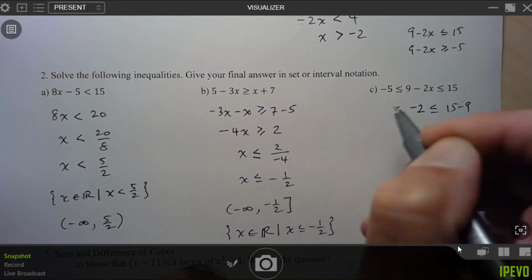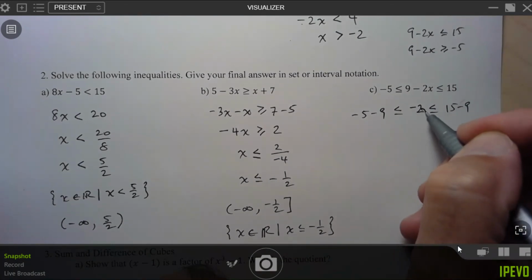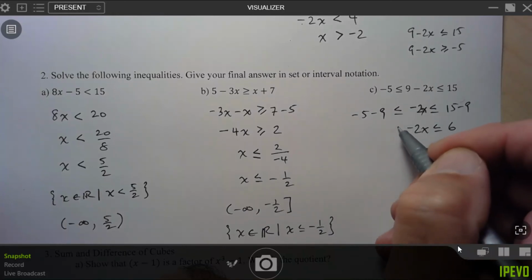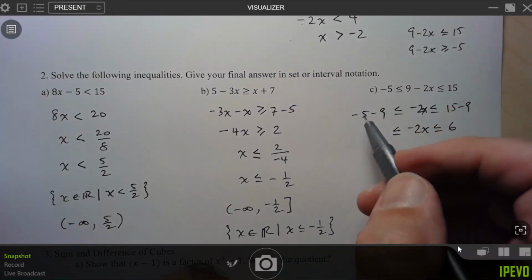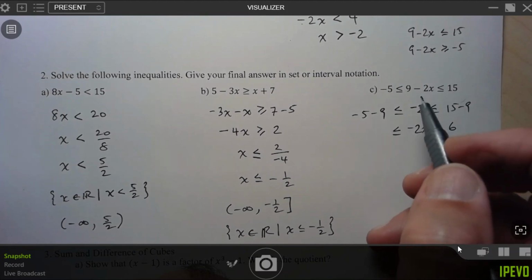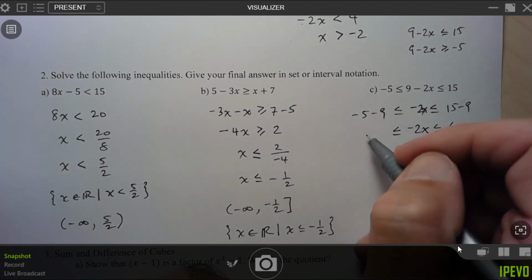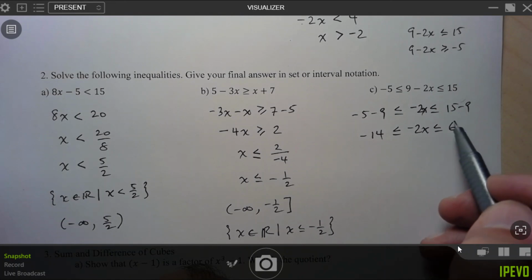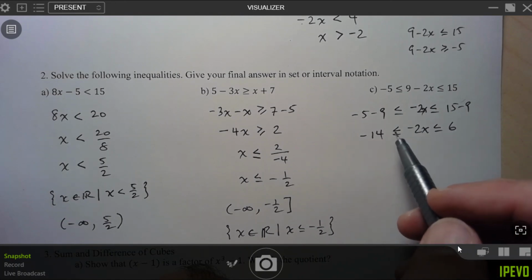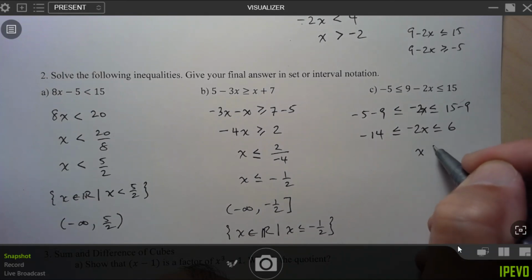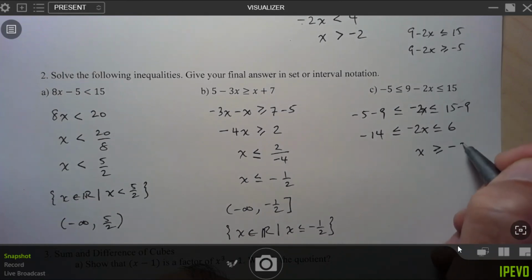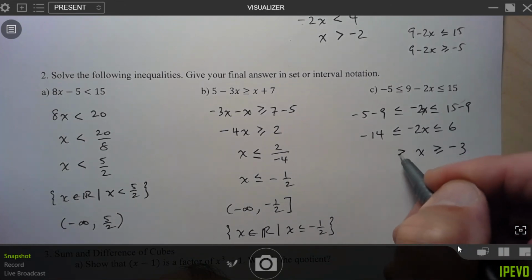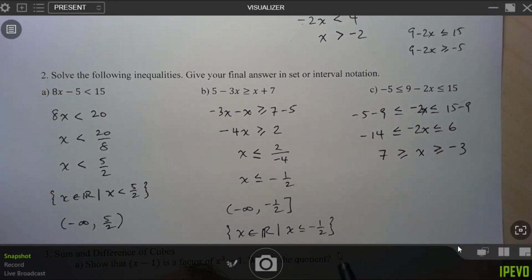So 15 minus 9 and negative 5 minus 9. Oops, 2x. So negative 2x is less than or equal to, well, 15 minus 9 is 6. And it's also greater than or equal to, well, negative 5 minus 9 is going to be negative 14. And now similarly, I'm going to divide both sides of this inequality and that inequality by negative 2. But of course, I need to be careful that because I'm dividing by a negative number, I'm going to have to flip the inequality on this one here and on the other. So here, this is going to be 7.